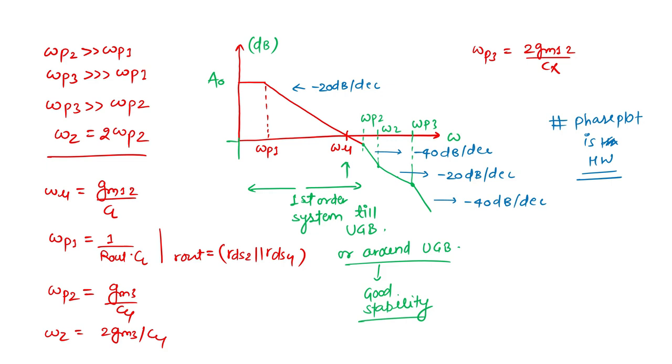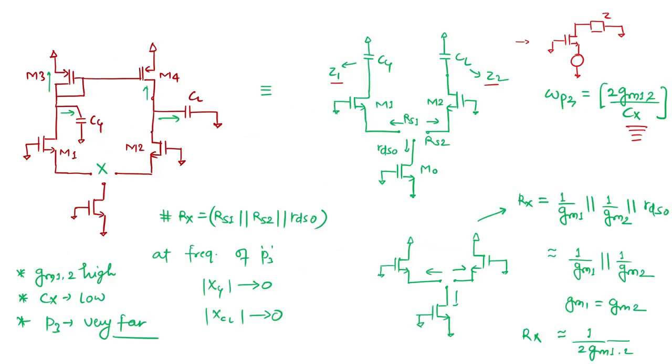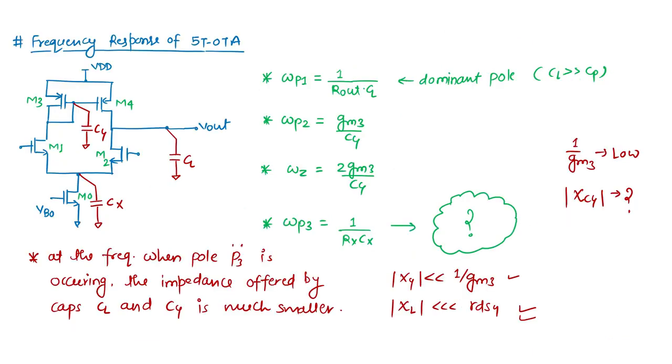I think as of now, our frequency response for the 5 transistor OTA structure is completed. If some good question comes to my mind, I'll design a new video regarding that. Till this video, whatever we have seen, the ways of calculating different node impedances and accordingly the poles and zeros, are very important. We can always keep the ways of calculation in our mind so that there is no mistake while we are calculating all these things.